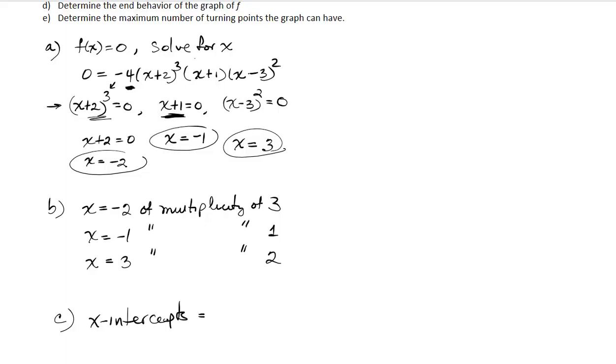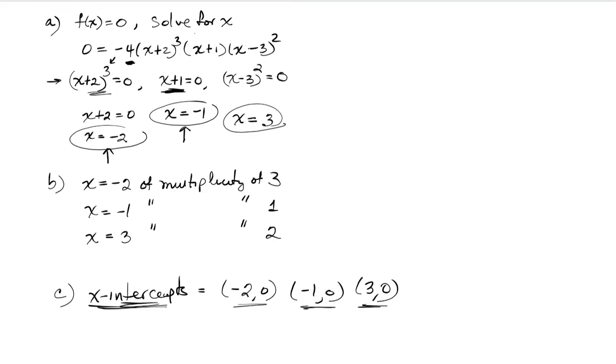And so using part A, the x-intercepts of the graph of the function are -2, 0, -1, 0, and 3 followed by 0. So we're just simply taking the values from letter A, which are called the zeros of the function, and then using them as the x-coordinates of the points that intersect the x-axis, hence calling them x-intercepts. As you can see, they are written as ordered pairs.